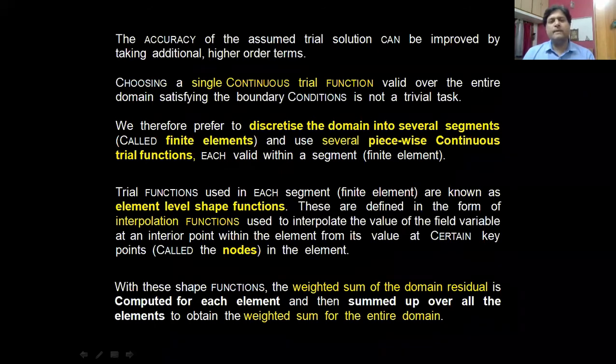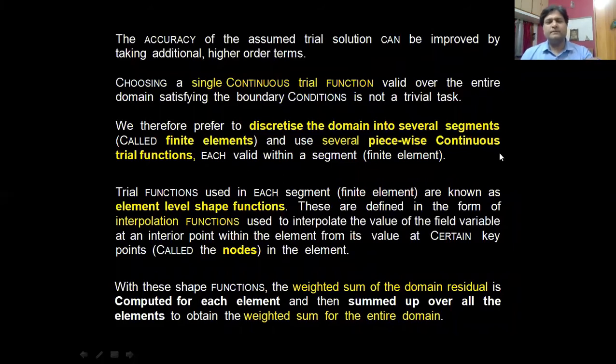The accuracy of the assumed trial solution can be improved by taking higher order terms. But if we have a single continuous trial function, and we want it to be valid over the entire domain and satisfy all the boundary conditions, it is a very difficult task. So instead, we prefer to discretize the domain into several segments called finite elements and use several piecewise continuous trial functions, so that we can validate these trial functions within a segment or finite element.